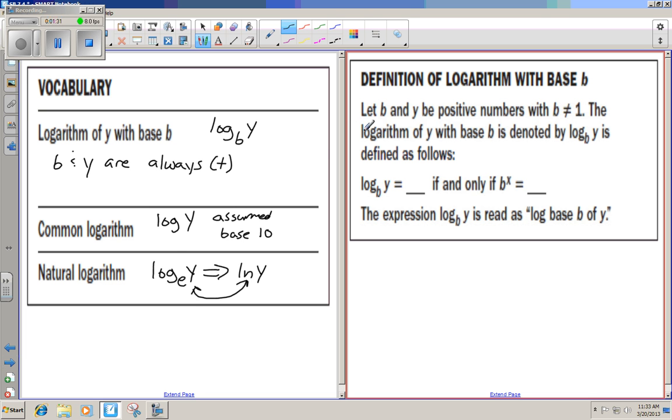Definition of logarithm with base b. Basically what you've got here is that log base b of y is equal to x if and only if b to the x power is equal to y. And the expression is read log base b of y. Now there's, I think, an easier way of figuring this out. If you have a log base b of y, there are things that are called inverse operations.